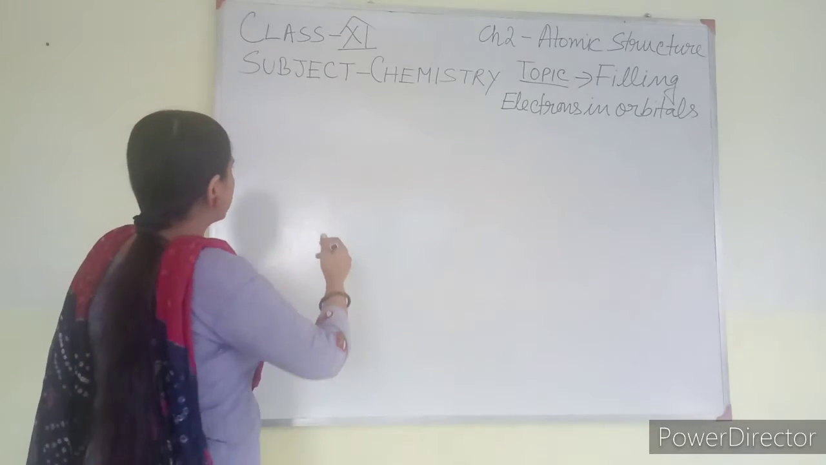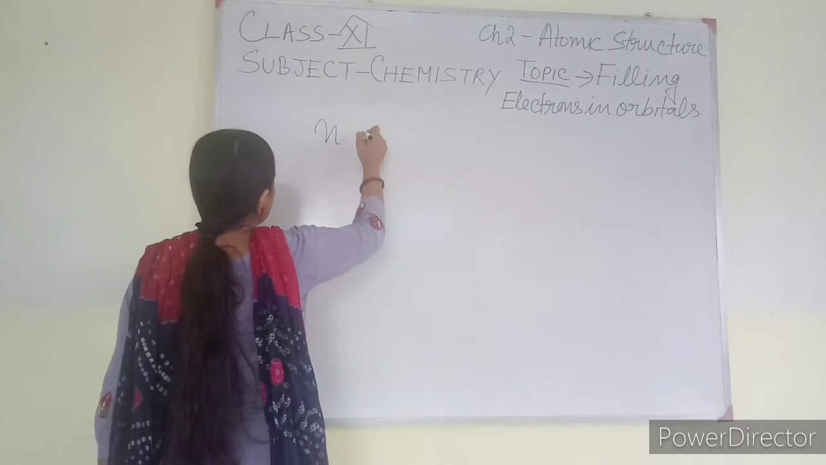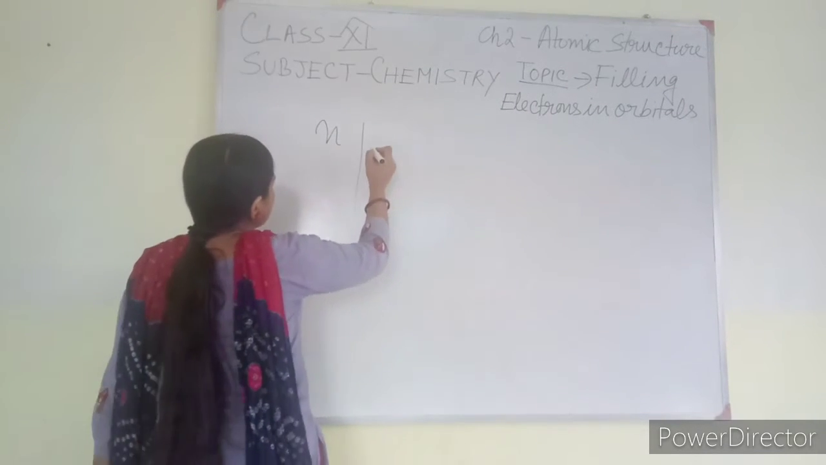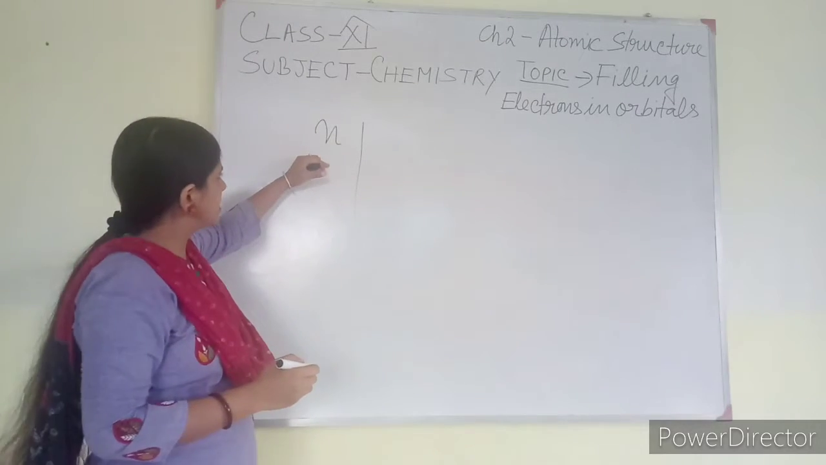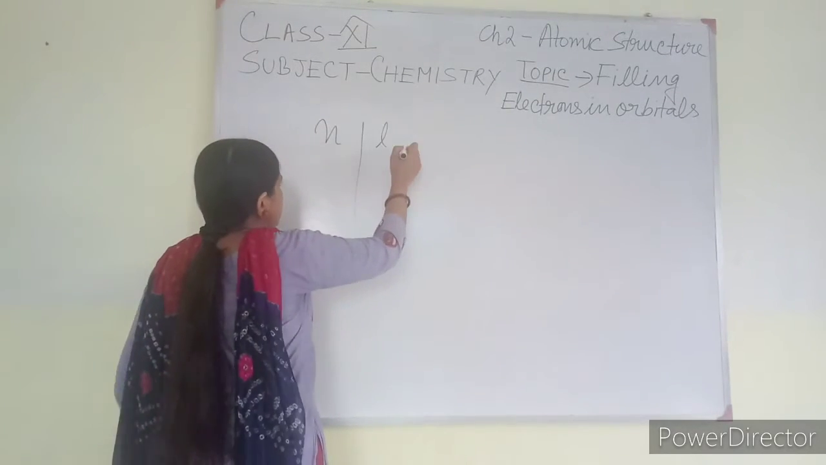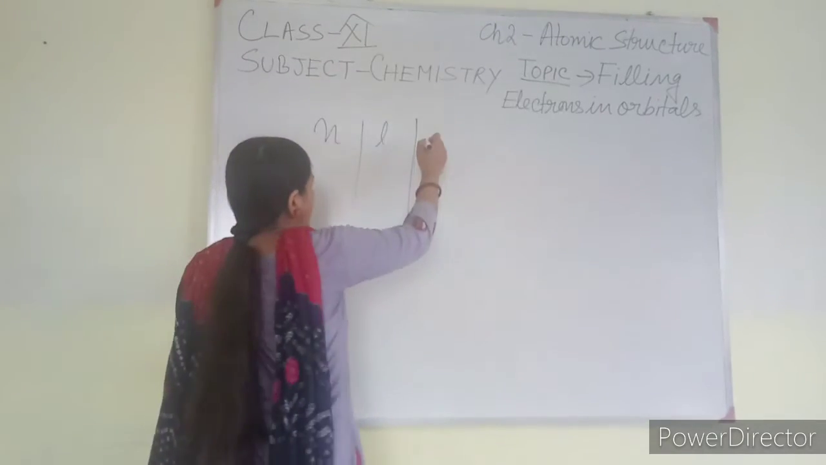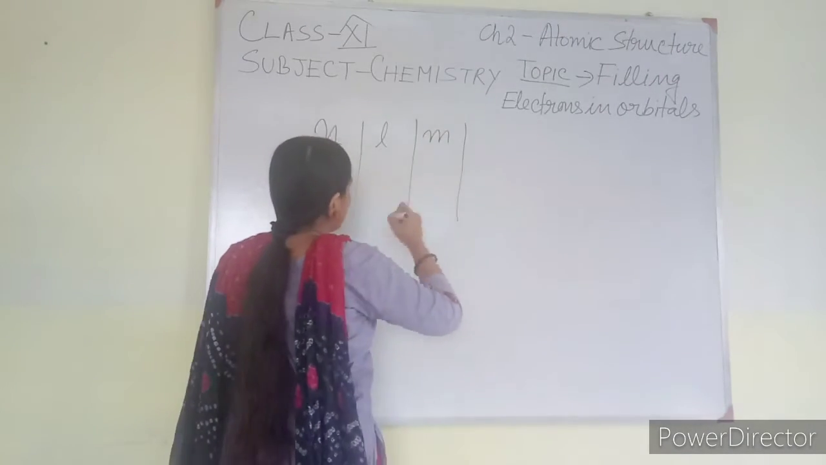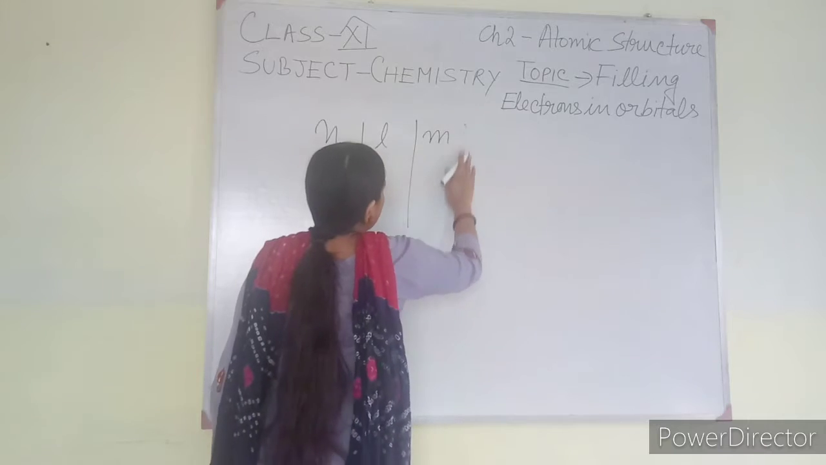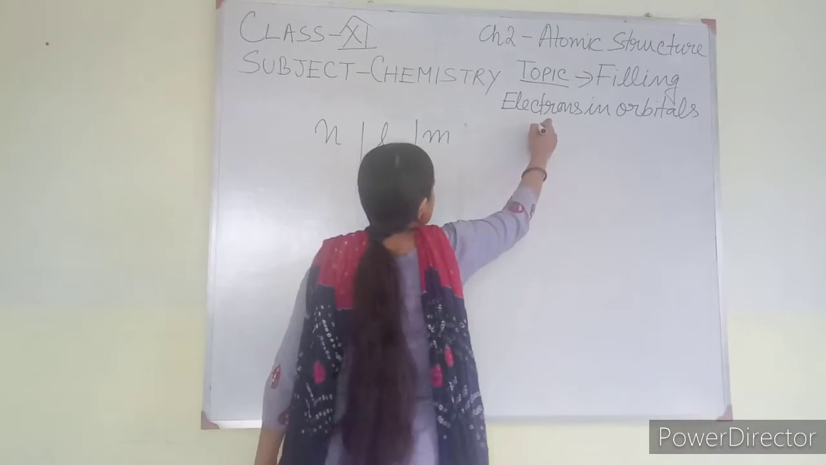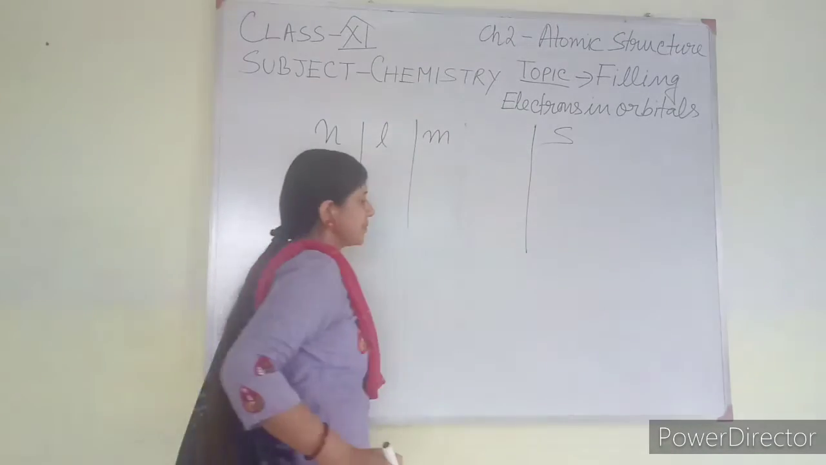There were 4 quantum numbers. N was the principal quantum number. Next was L, the azimuthal quantum number. The third one was M, the magnetic quantum number, and the fourth one was S, the spin quantum number.